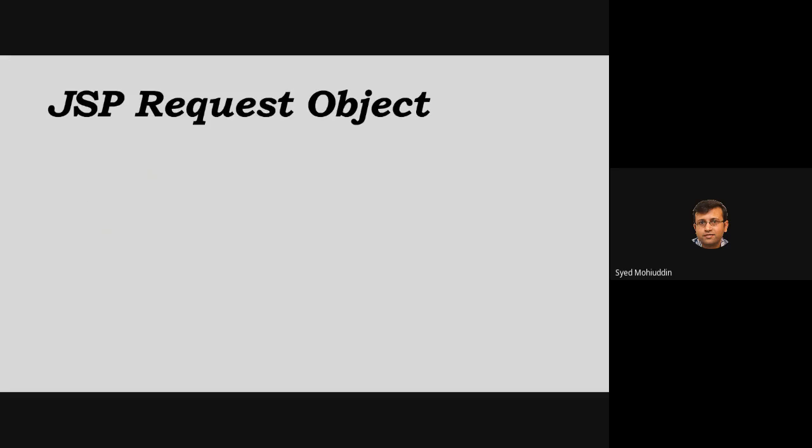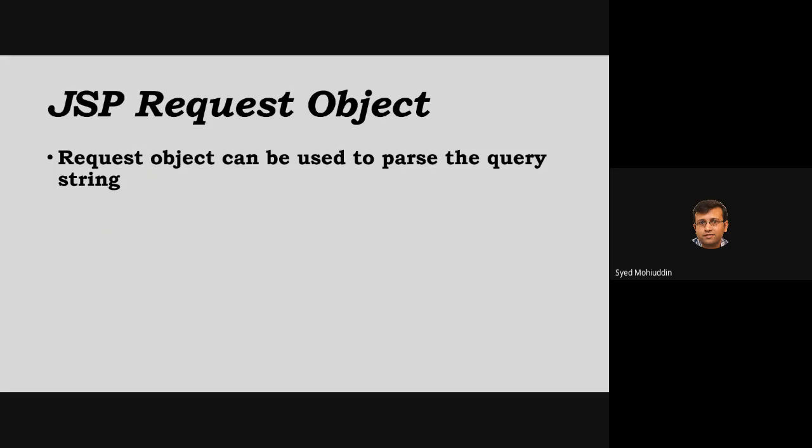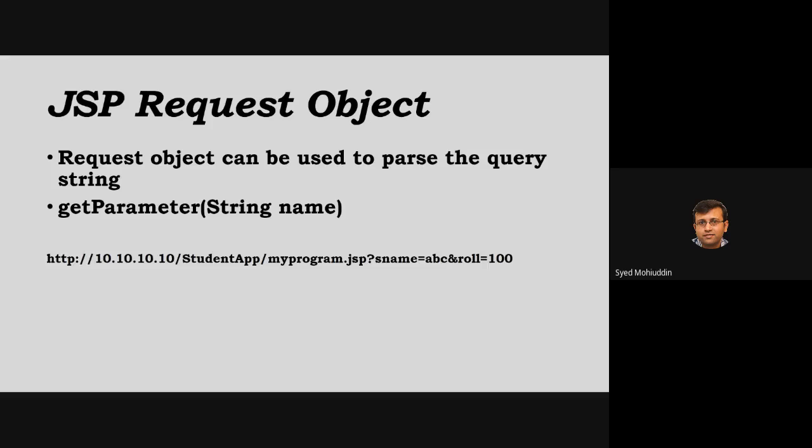The JSP request object is again used to parse the query string. For example, we used the method request.getParameter in servlets. In the same way, to parse the query string here, we can use the getParameter method. This request object is the same as what we used in servlets, and the getParameter method works the same way.